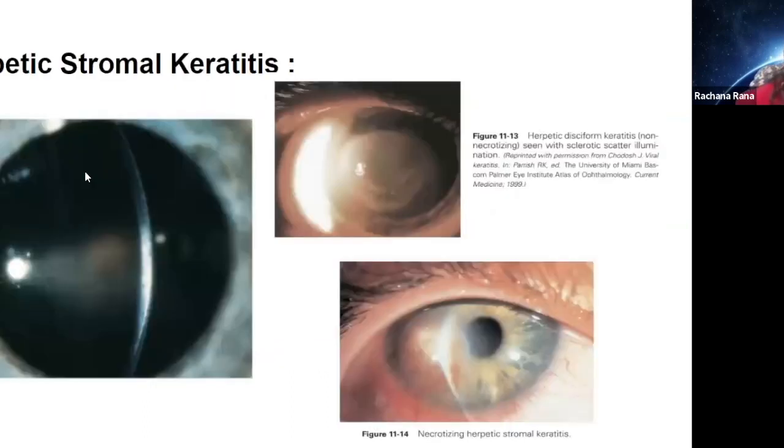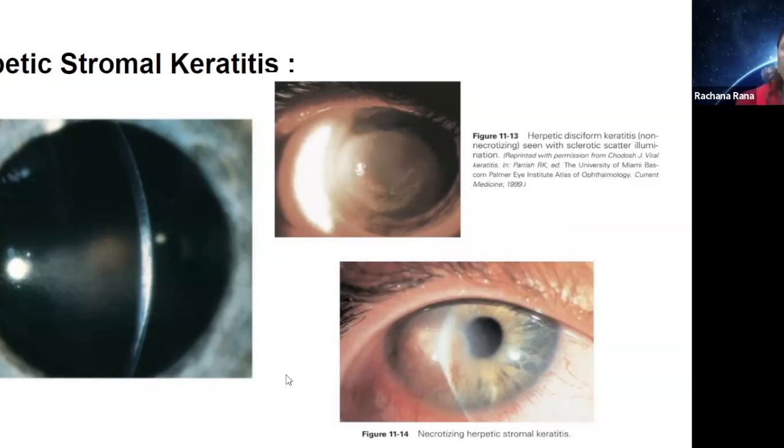Herpes virus also affects the stroma. Among the common findings in the stroma, we can see unifocal or multifocal stromal haze with no epithelial defect. Here we can see non-necrotizing stromal keratitis. Here we can see a disciform keratitis. This is disc-shaped with a lot of stromal edema. And this is a necrotizing viral keratitis. Here we can see stromal inflammation of the cornea.